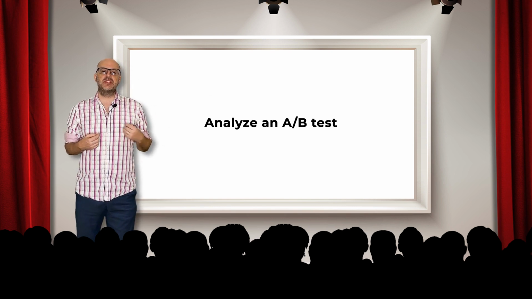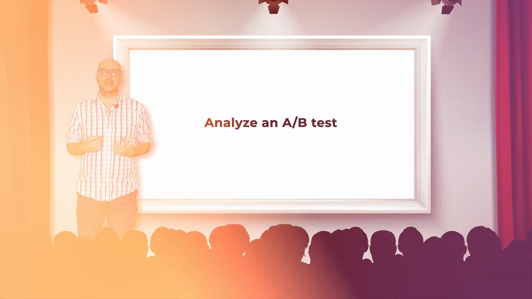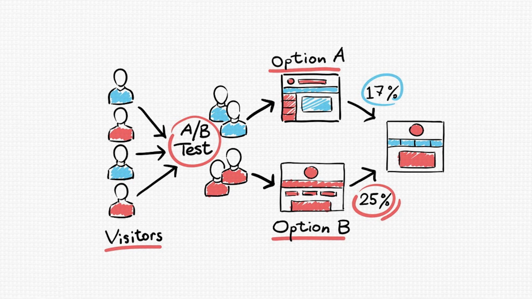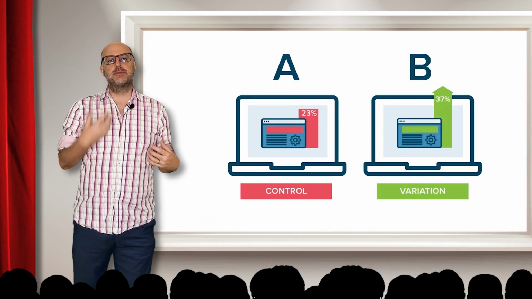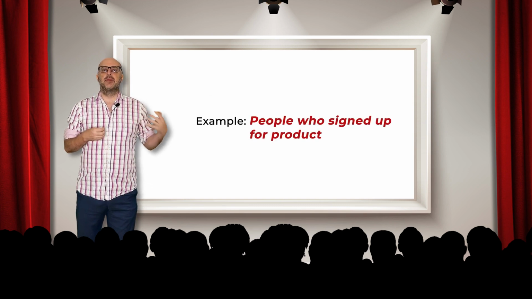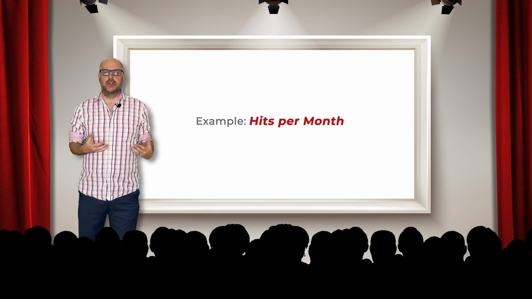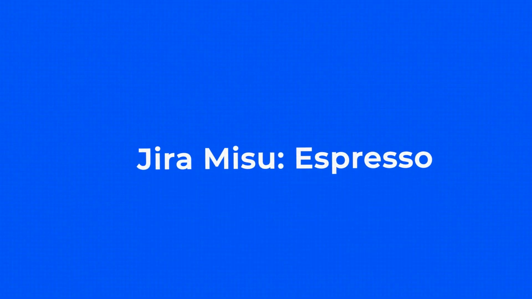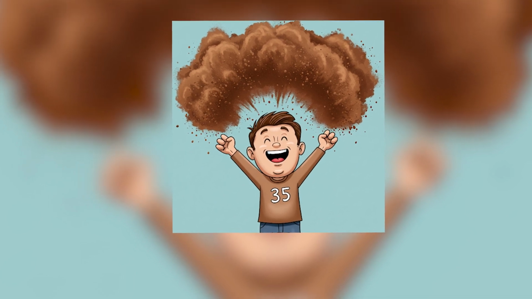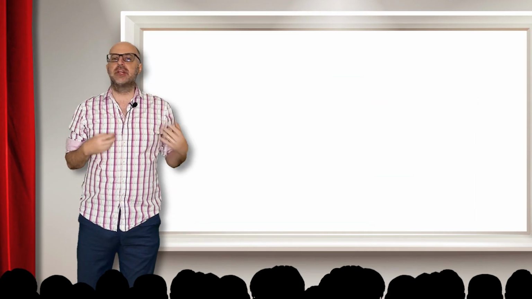And this is perfect because it sets up a great lesson on bivariate analysis. A/B tests are a great example of this because there is one variable we want to measure and one variable that changes things, a control and an experimental variable. The example here is conversion rates, or something like people who sign up for a product, or hits per month, or whatever. Our friends at Jira Misu have the basic version of their software, Jira Misu Espresso, and they want to see if users would be more likely to convert to a premium plan, Jira Misu Layered, if they added new functionality where users see a cloud of espresso powder shoot up in the air whenever a project is completed. It's a pretty cool feature in my mind. I'm curious to see how it will work.